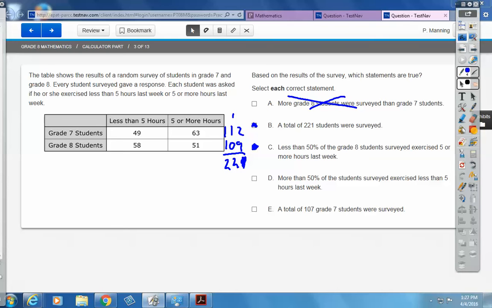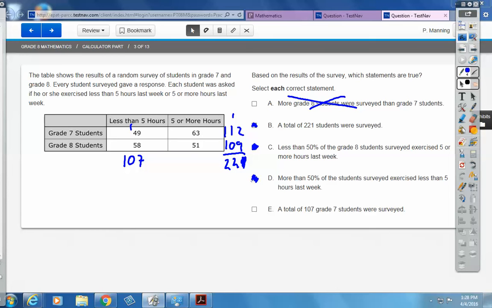More than 50% of students surveyed exercised less than 5 hours per week. Well, we don't know how many total students exercise less than 5 hours a week until we add this together. So 9 plus 8 is 17, carry the 1. So 107 people out of 221. Well, if I double this, I'll get 214, which is less. So that means more than half of those total surveyed exercise more than 5 hours a week.